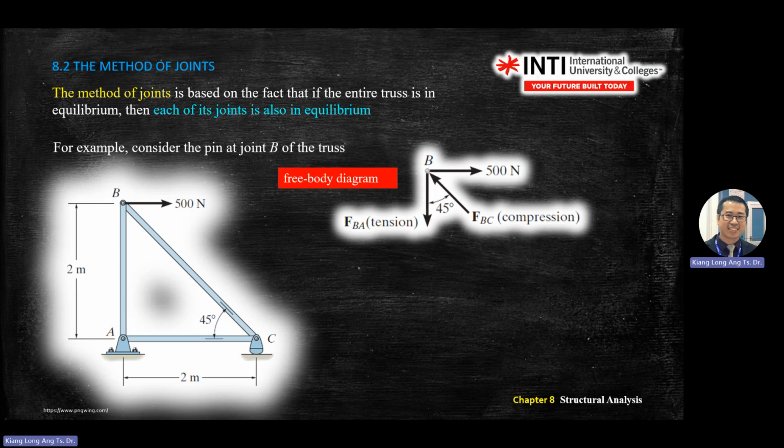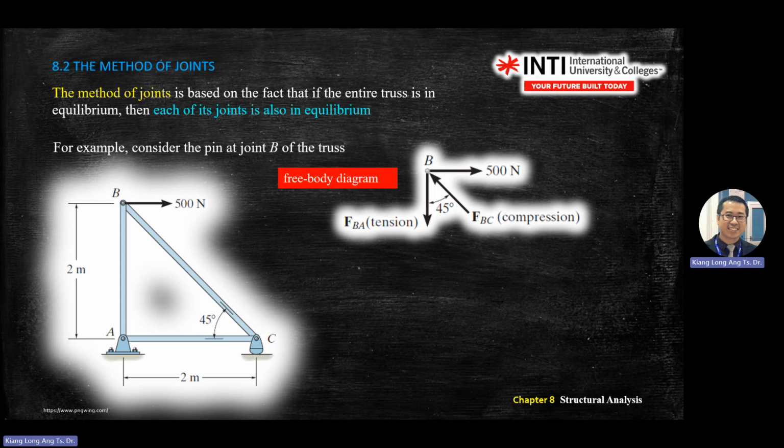Remember to write the subscripts correctly. FAB and FBA are a bit different, because you are dealing with vectors that have magnitude and direction. If you write BA, it means B to A. If you write FAB, it is from A to B. Same with this one, BC.